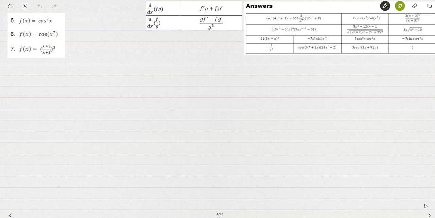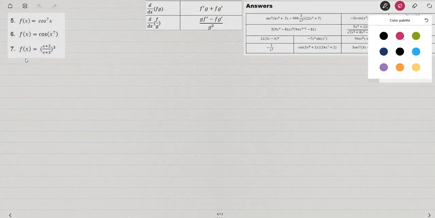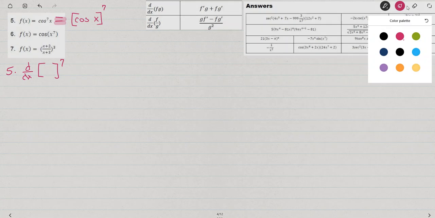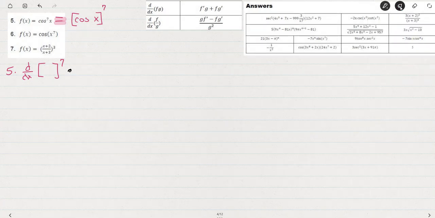Number 5, this is an important one. This is going to come up often. It'd be helpful to recognize that this is equivalent in the way that we're noting this. It's the same as saying we've got the cosine of x to the 7th power. When I write cosine to the 7th x, it's the cosine of x to the 7th power. So when I do the derivative of this, the outside is the something to the 7th. And then the inside will be the cosine.